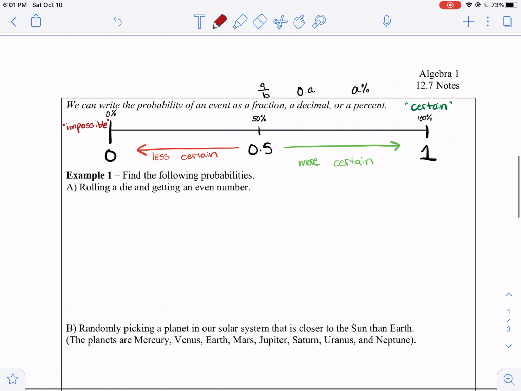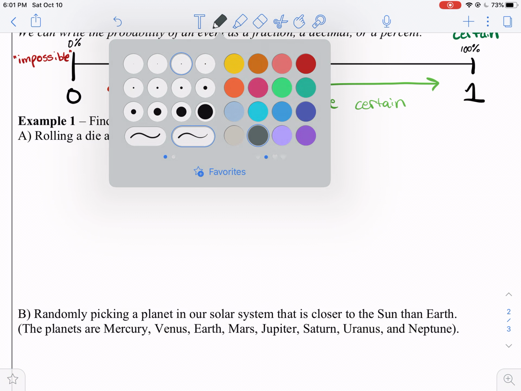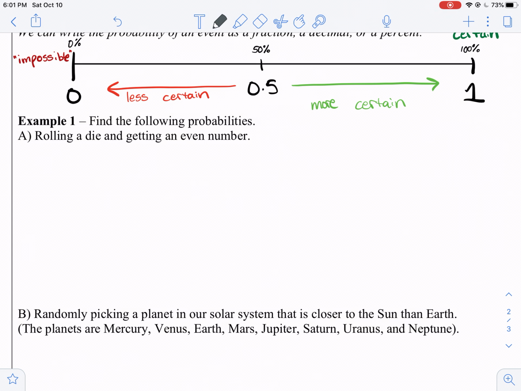Okay, here we go. Find the probability of rolling a die and getting an even number. Well, remember, probability is the ways it can happen. Actually, I'm going to use this term: favorable, which means the thing that we want, over total. Probability is the favorable outcomes over the total outcomes.